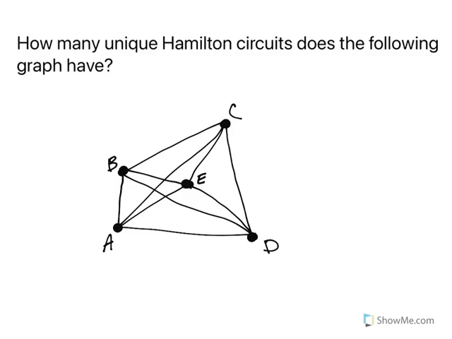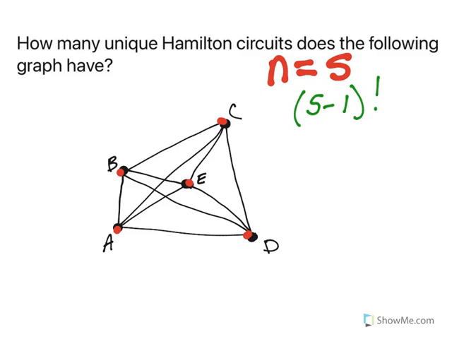Okay, now let's look at this complete graph. How many unique Hamilton circuits does the following graph have? So you can see here that every point is connected to every other point, right? For every vertex, excuse me. So how many vertices do we have? 1, 2, 3, 4, 5. So n equals 5. So when I plug this in, I would say 5 minus 1 factorial.